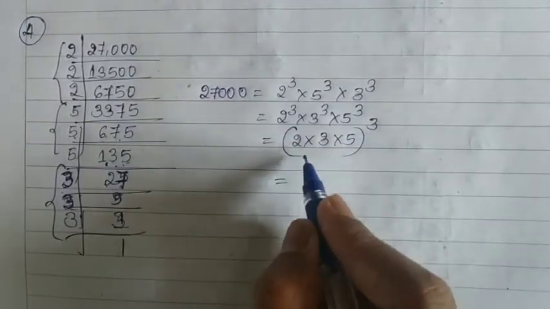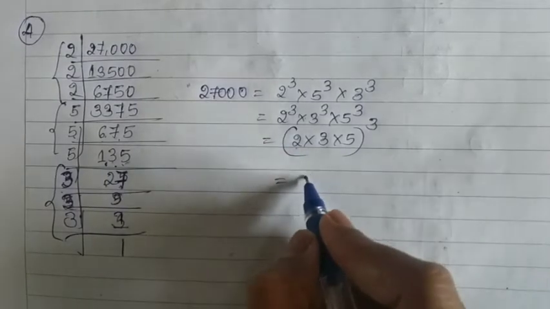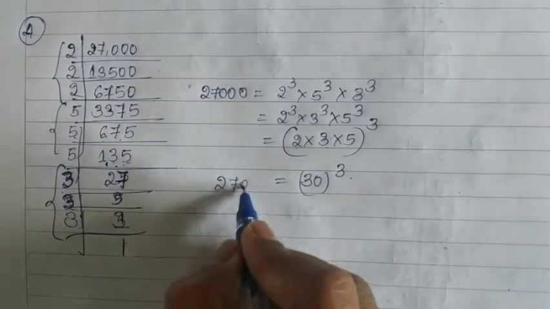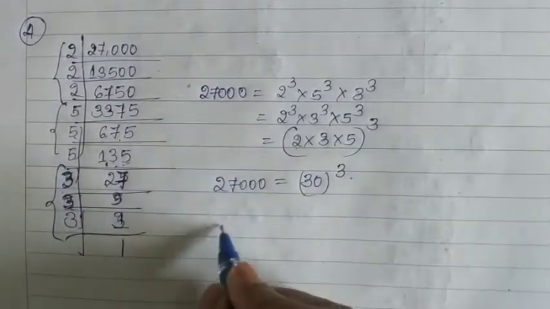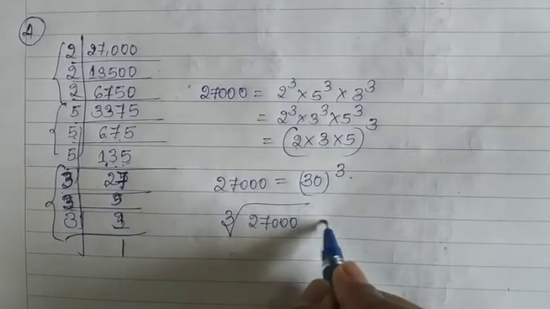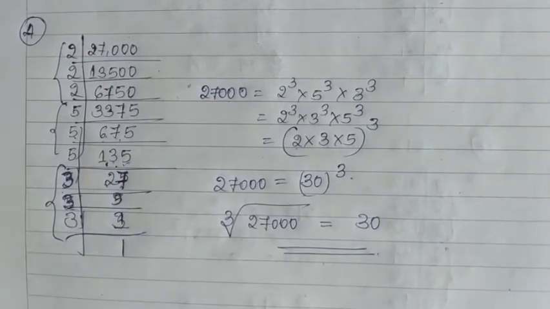Now let us multiply. 2 threes are 6. 6 fives are how much? 30. 30 to the power of cube. 27,000 is equal to 30 cube. Now cube root of 27,000 is equal to 30.